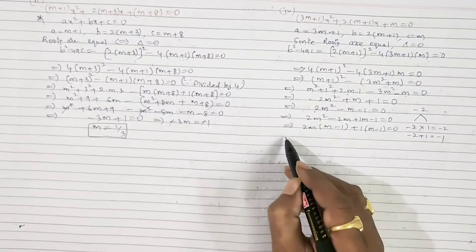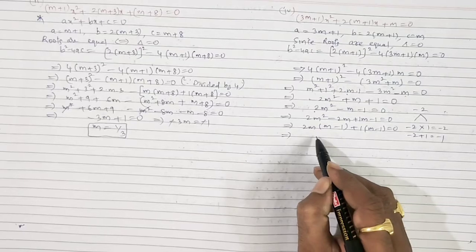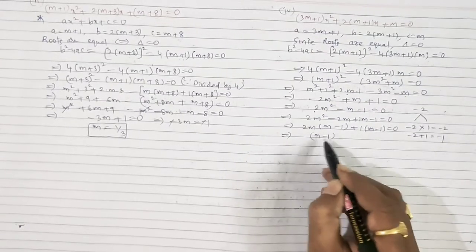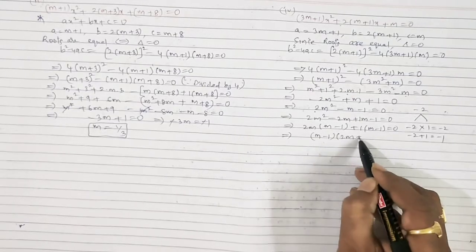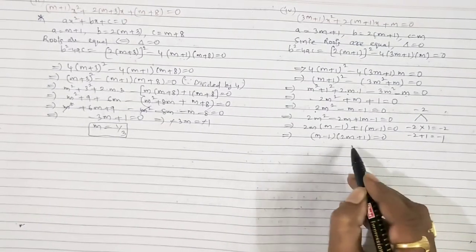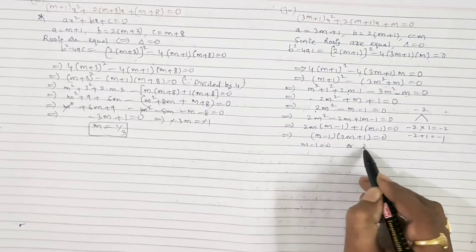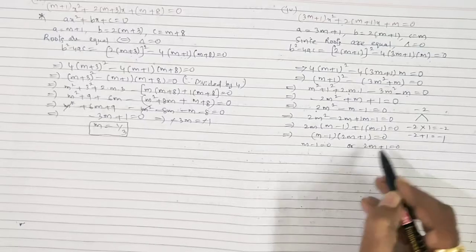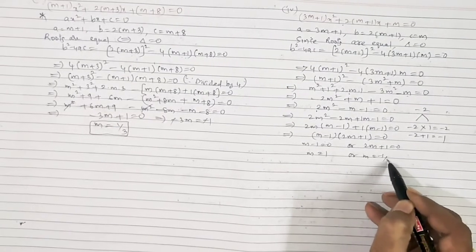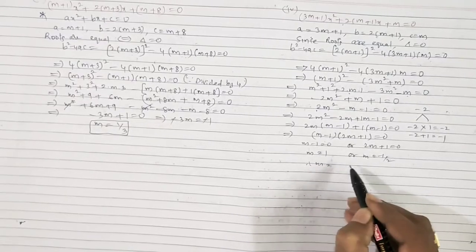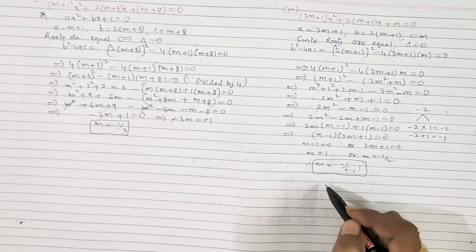Of course, factorization you have learnt in class 8th itself. It is easy for you, is it? So the common factor is m minus 1 and the remaining factor is 2m plus 1, so m minus 1 into 2m plus 1 is equal to 0. The product of two factors is equal to 0 means either m minus 1 is equal to 0 or 2m plus 1 is equal to 0. So m is equal to 1 or m is equal to minus 1 by 2. Finally the values of m are minus 1 by 2 comma 1.